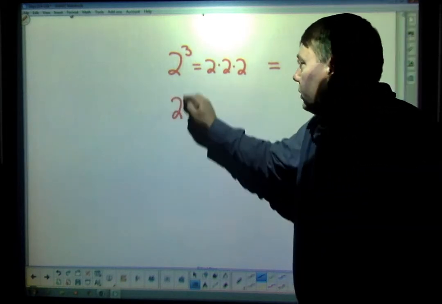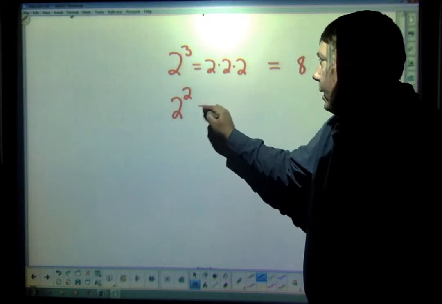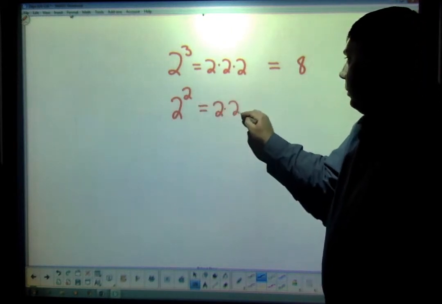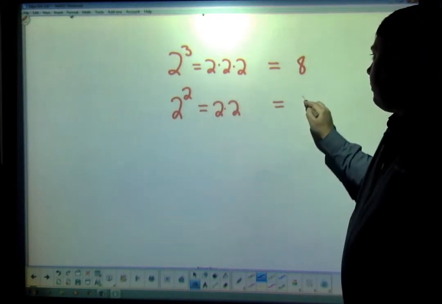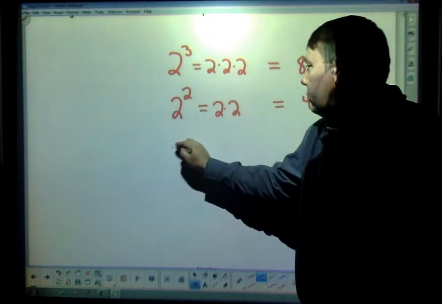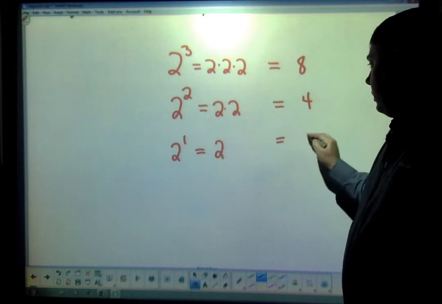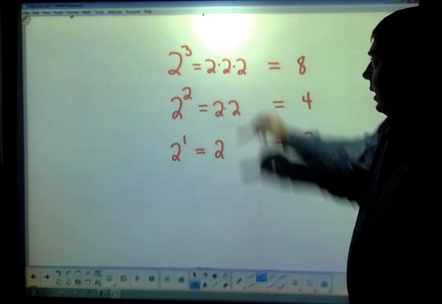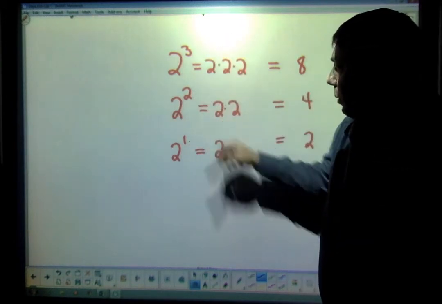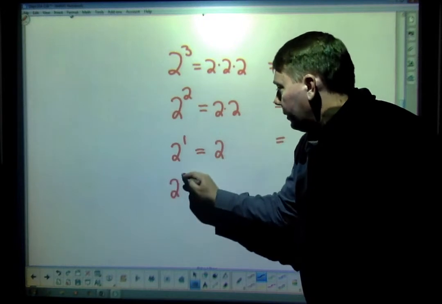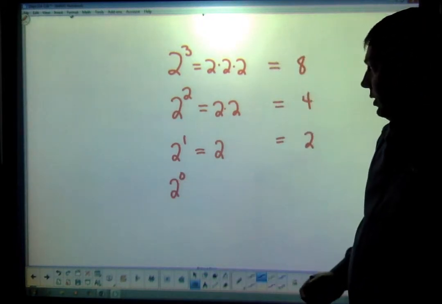Okay, so let's say we reduce the exponent by 1. That means we have 2 factors of 2. So 2 times 2 is 4. And 2 to the first power means that there's 1 factor of 2, so the answer is 2. Now, each time I'm taking 1 away from the exponent. So if I follow this same pattern, I would have 2 to the 0.